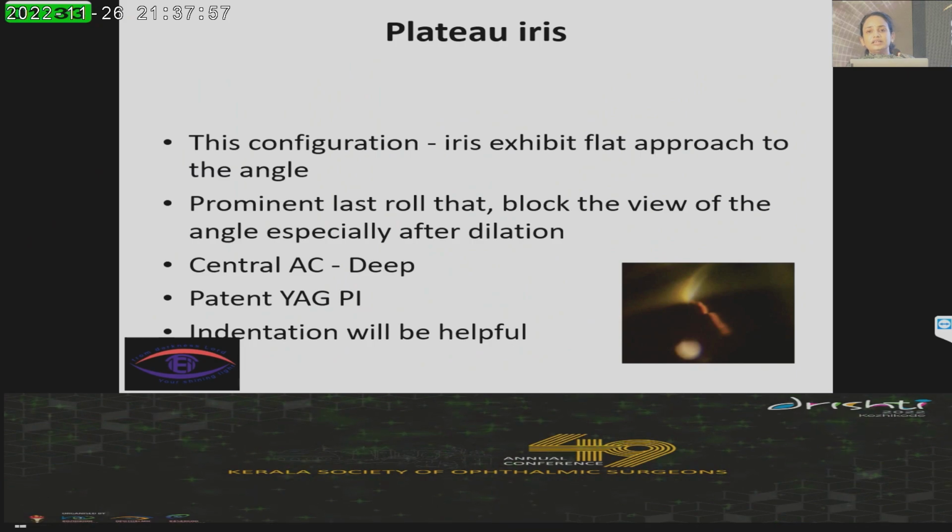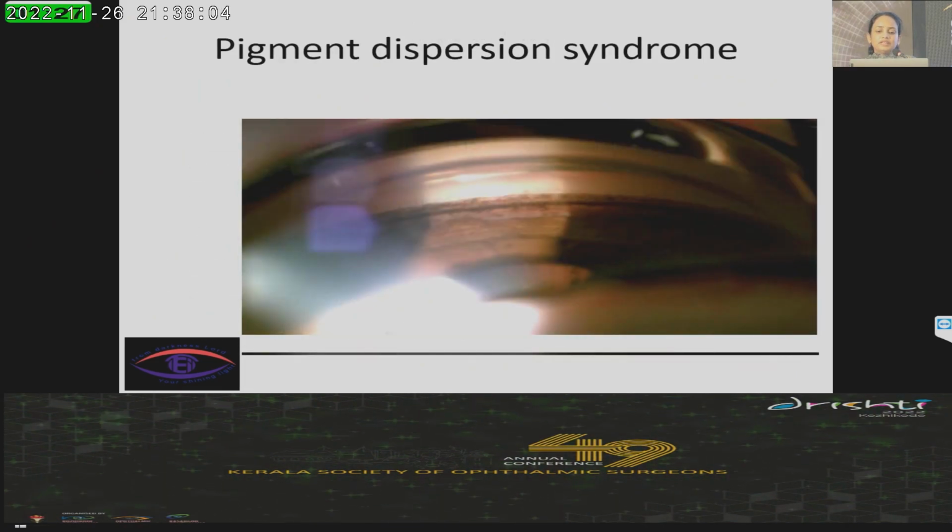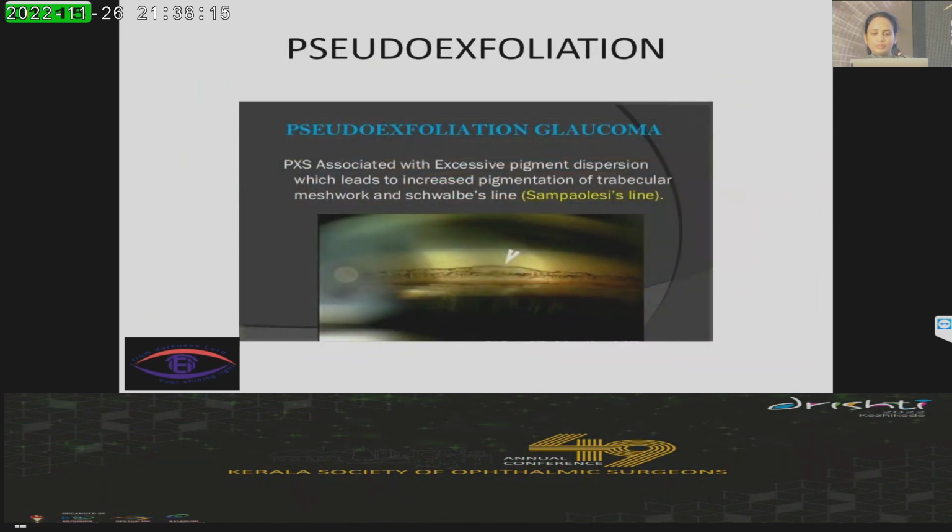Plateau iris, here the iris exhibits a flat approach to the angle. And what we see is a sine wave pattern. In pigment dispersion, you can get a uniformly hyperpigmented trab in all the 4 quadrants, which is referred to as the mascara line. There is also a hyperpigmented Schwalbe's known as the Sampaolesi line.